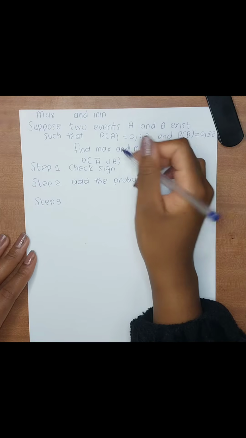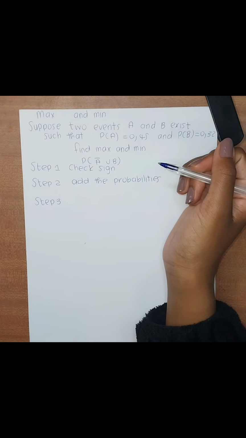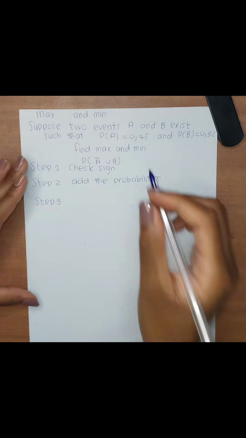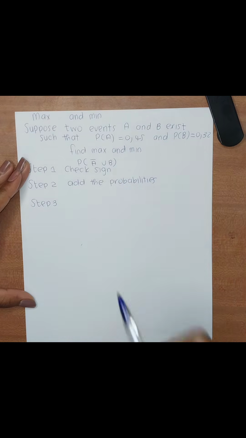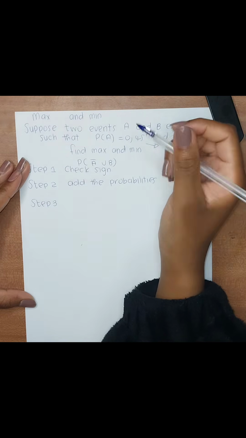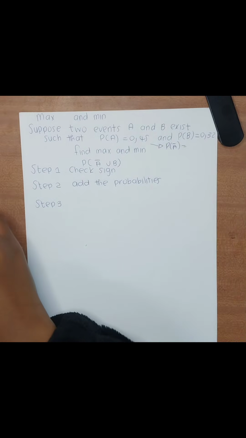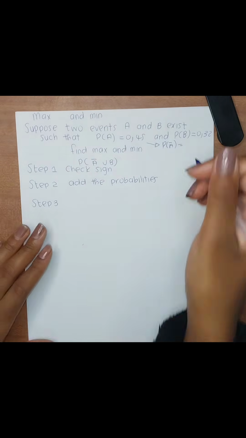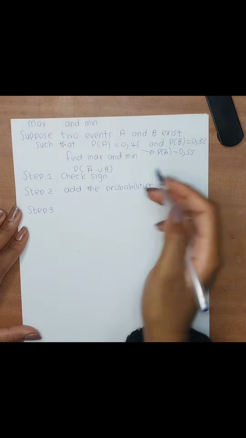So the first step that I would do when I'm in that exam room is check this sign. Is it a union or is it an intersection? Because the rules are not the same depending on whether it's a union or an intersection, right? And then the second step, regardless of the sign, is that you should add the probabilities, right? So in this instance, we are talking about not A. So I'm not going to add A, I'm going to add not A. Now I need to find what not A is. The probability of not A is equal to 1 minus the probability of A. So the probability of not A is equal to 1 minus 0.45, which is 0.55, right?